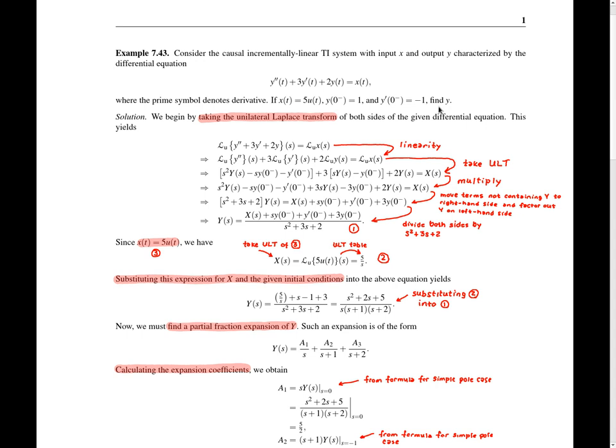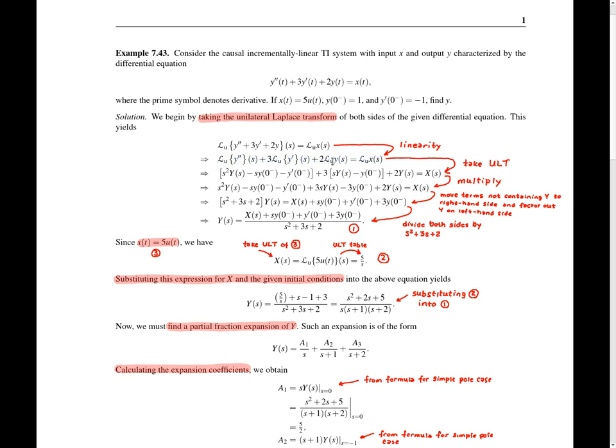To solve the given differential equation, we're going to use the unilateral Laplace transform. So to begin, we need to take the unilateral Laplace transform of the given differential equation. In other words, this equation here. Taking the unilateral Laplace transform of this equation, we trivially obtain this next line here. Next, we're going to use the linearity property of the unilateral Laplace transform to split this unilateral Laplace transform calculation into three separate unilateral Laplace transform calculations. This yields this next line here.